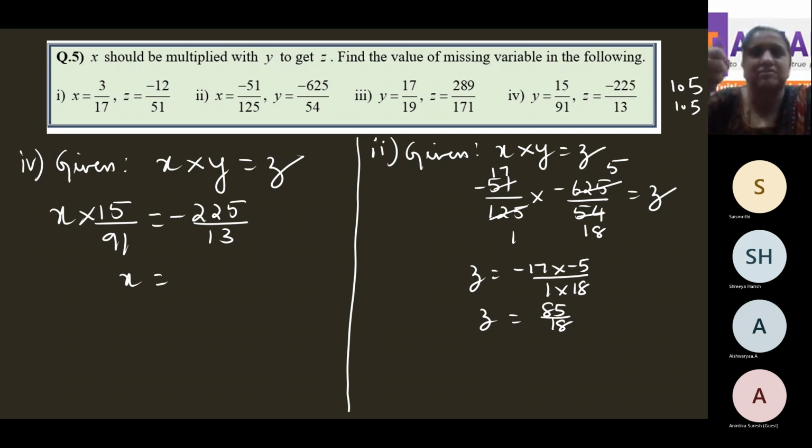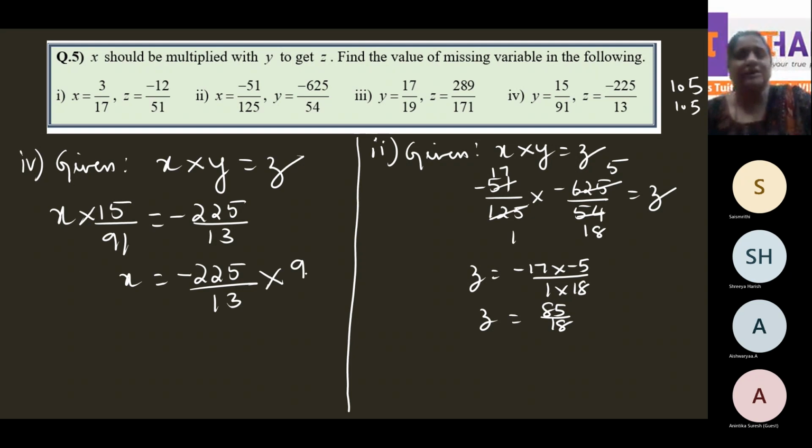And if it's division, it will be multiply. When it's division, you change that to multiplication and you write the reciprocal, right? So we'll do that directly. So x is equal to minus 225 by 13. Now this is into, it's not plus 15 by 91. If it was plus, then it will be on the other side minus 15 by 91. But this is into, so on the other side, it will become into its reciprocal, 91 by 15. So x, you should write this step directly.